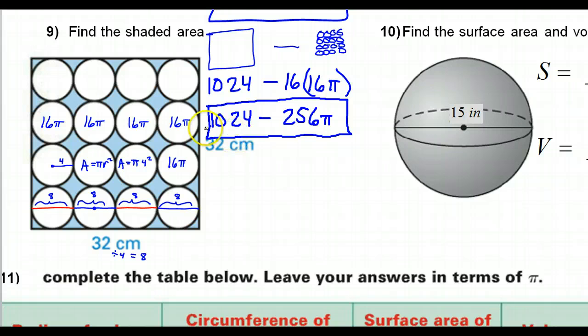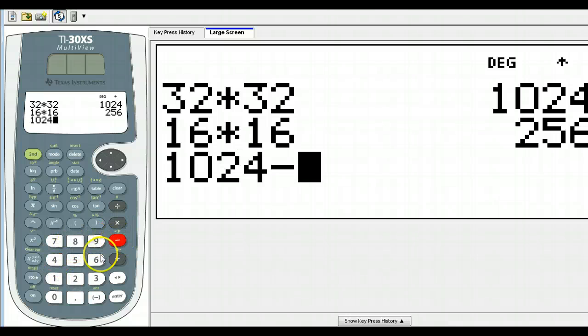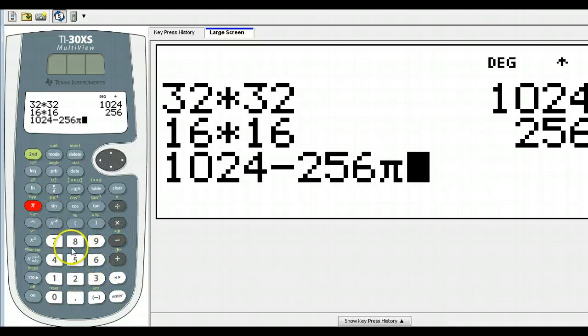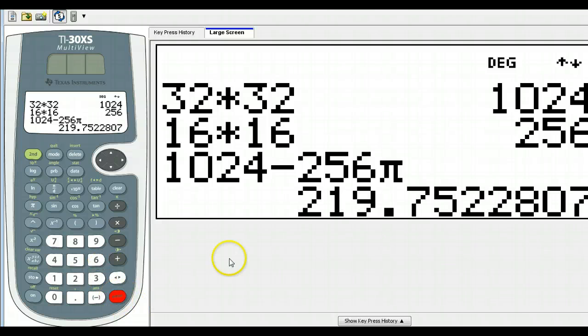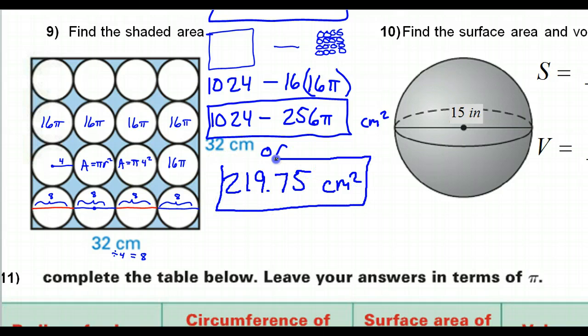This is centimeters, and now we're doing area, so this would be centimeters squared. Or you can make it into a decimal. Okay, so 1024 minus 256 pi. So 219.75. Okay, so that's what this would look like as a decimal. Alrighty then.